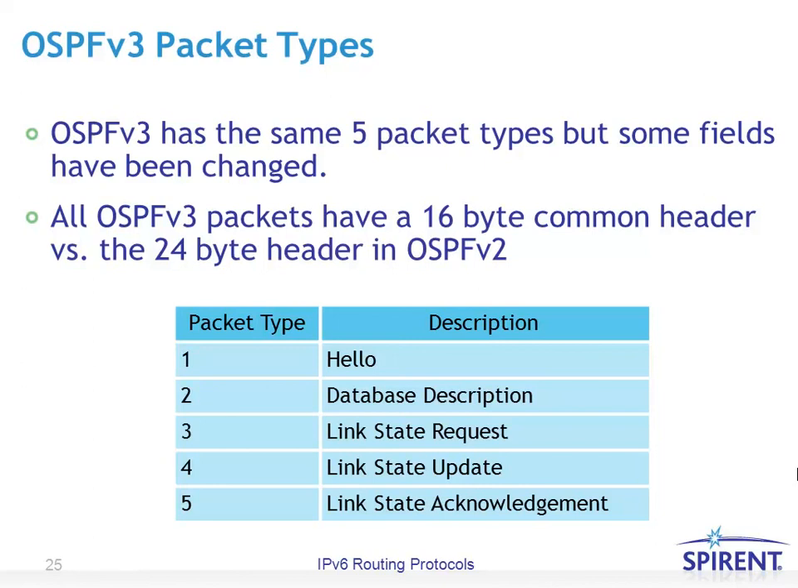So as mentioned on the previous slide, the OSPF version 3 packet types are similar to OSPF version 2, so you have the same 5 packet types, but some fields of course have changed. All OSPF version 3 packets have a 16-byte common header as opposed to the 24-byte common header in OSPF version 2. So it's quite interesting. They managed to come up with a way to shrink the common header. So your packet types, 1 for hello packets, 2 for database descriptions, 3 for link state requests, 4 for link state updates, and 5 for link state acknowledgements, are similar but have a slightly different structure with OSPF version 3 than with OSPF version 2.